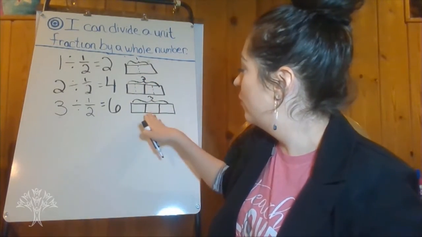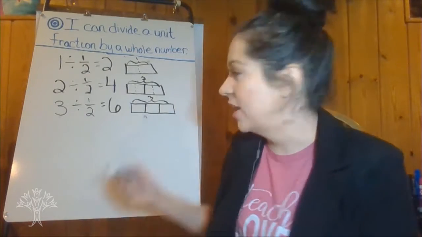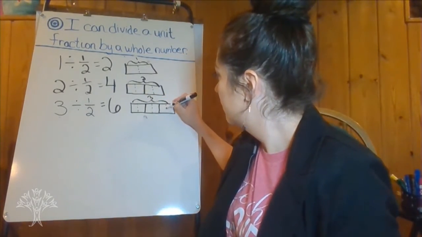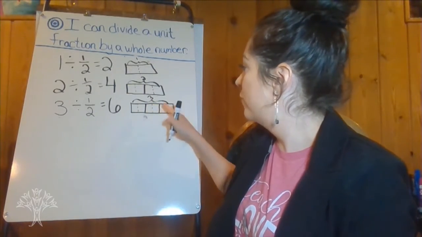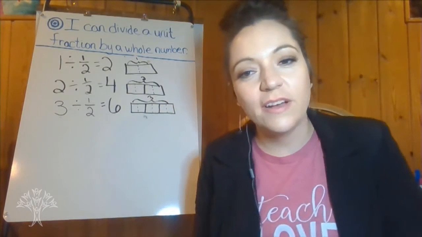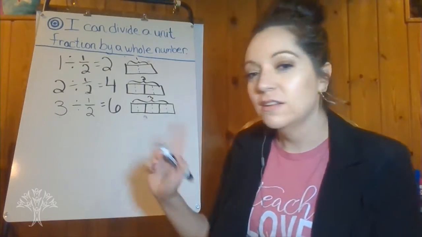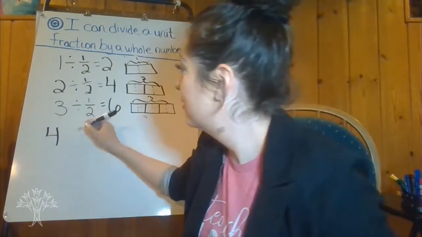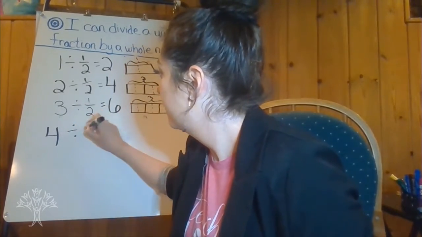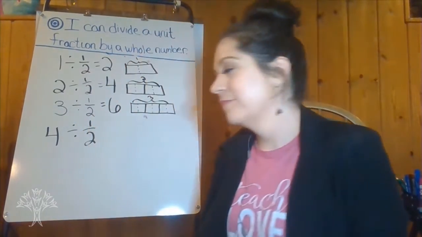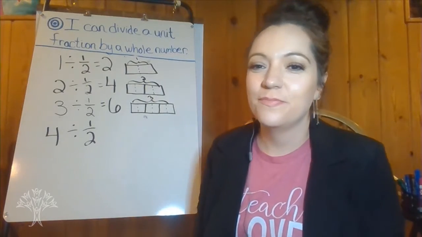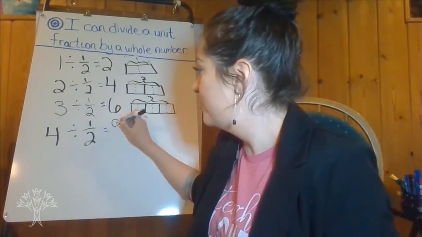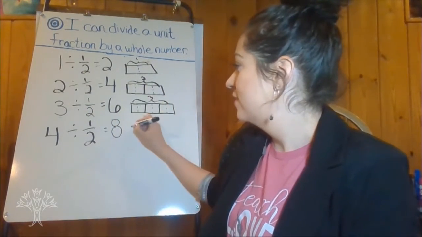Now we have 3 wholes, each in half. 1, 2, 3, 4, 5, 6 halves. 3 divided by 1/2 is 6. Last one. Can you guess where I'm going with this one? Try it out. Did you say 8? Let's draw it.